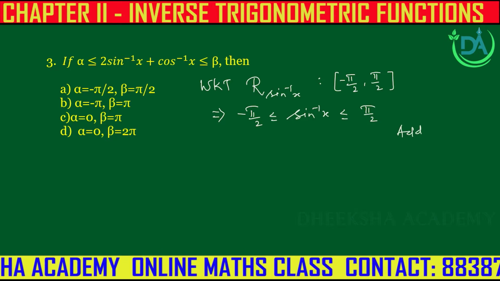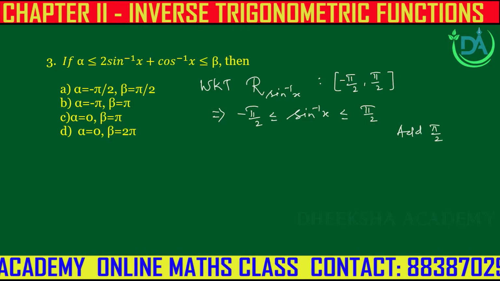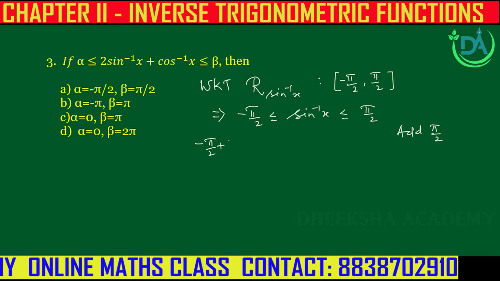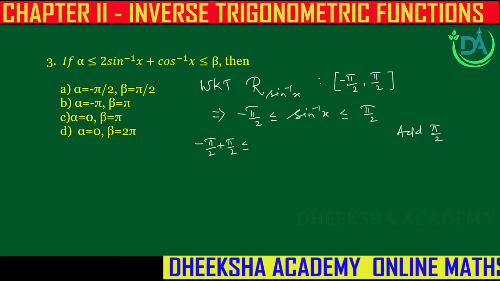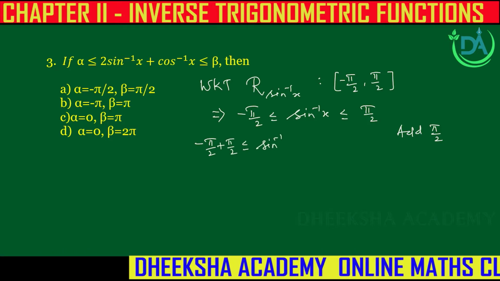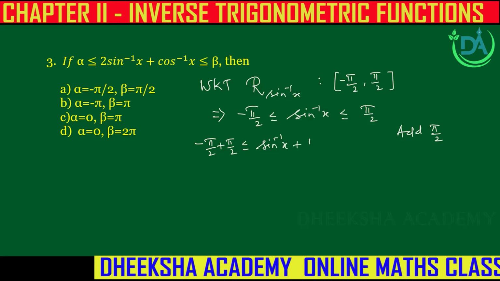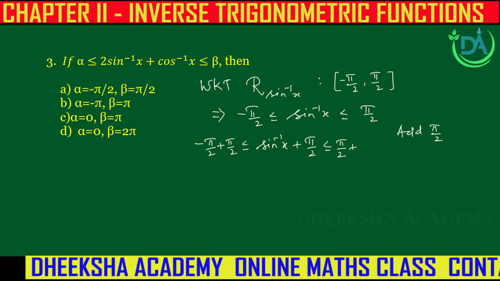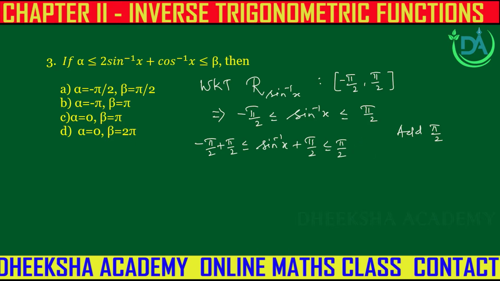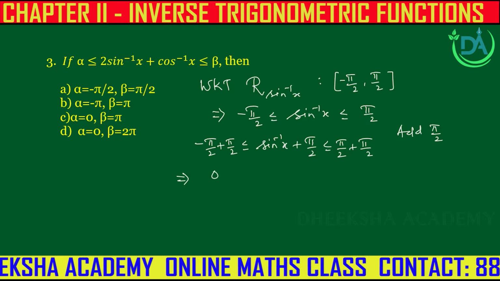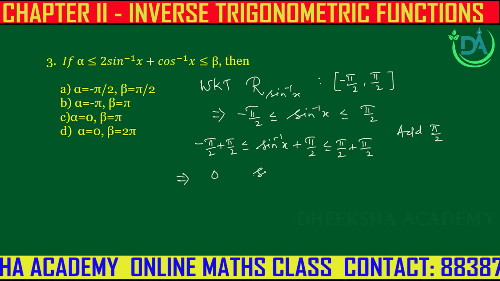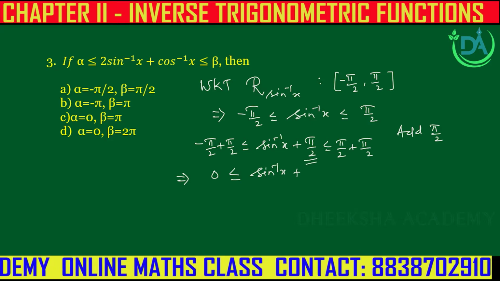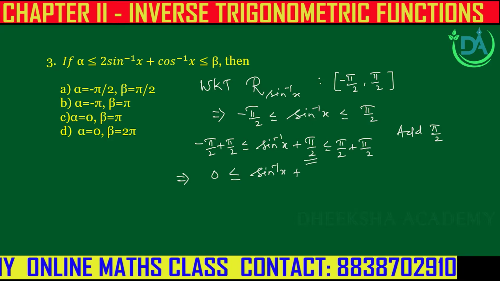Next step, add pi by 2. So minus pi by 2 plus pi by 2 less than or equal to sine inverse x plus pi by 2 less than or equal to pi by 2 plus pi by 2, which gives 0 less than or equal to sine inverse x plus, instead of this pi by 2, we know the property sine inverse x plus cos inverse x is equal to pi by 2.